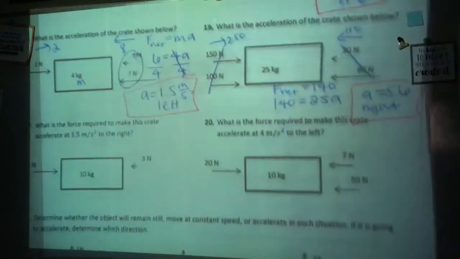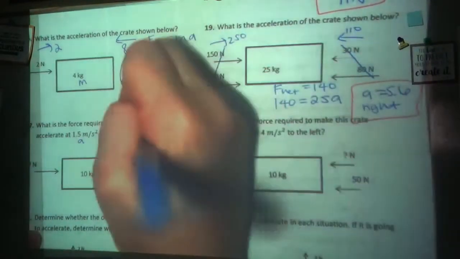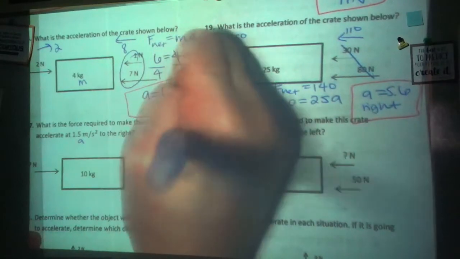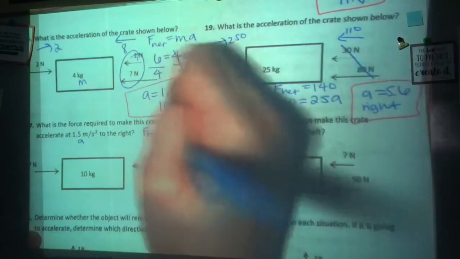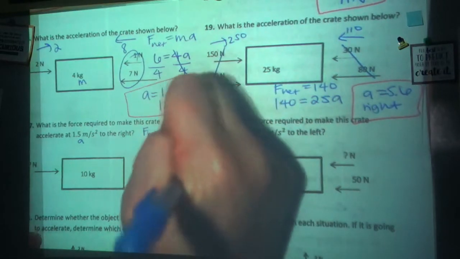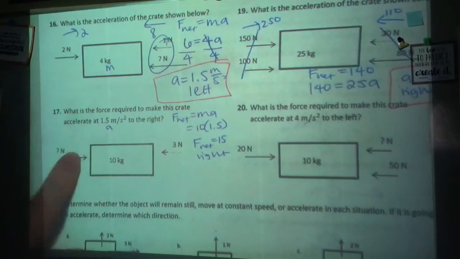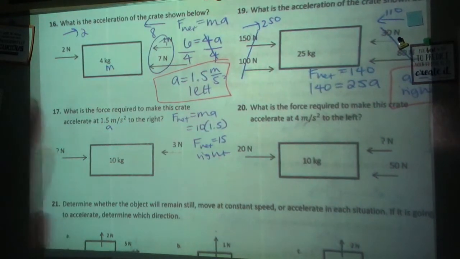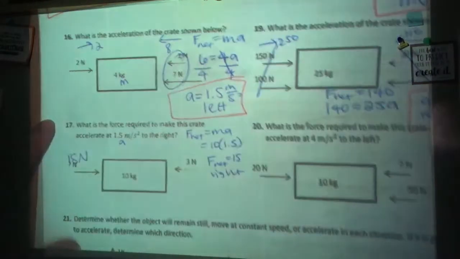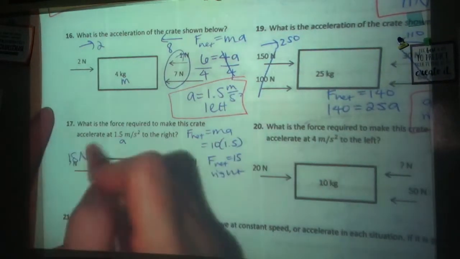17, the force required to make it accelerate at 1.5. So if you have an acceleration, you can find the net force because I have a mass of 10 and acceleration of 1.5. So I want my net force to be 15 to the right. So now let's just think, if I have 3 newtons this way, how big does the force to the right need to be? Well, it has to be 18 newtons because 18 minus 3 would leave me with 15 to the right, which is what I want for my net force.